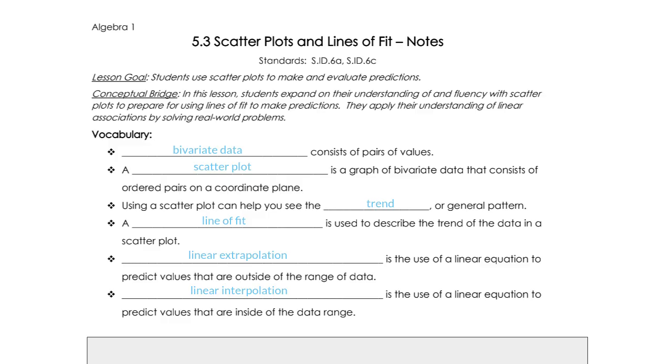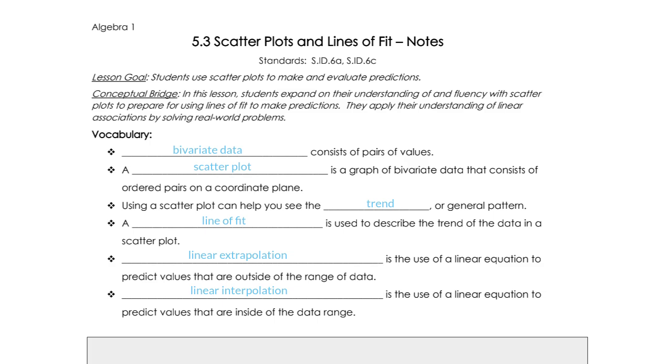A scatter plot is a graph of bivariate data that consists of ordered pairs on a coordinate plane. Using a scatter plot can help you see the trend or the general pattern. A line of fit is used to describe the trend of the data in a scatter plot. We will talk a lot about lines of fit on the back side of your notes.